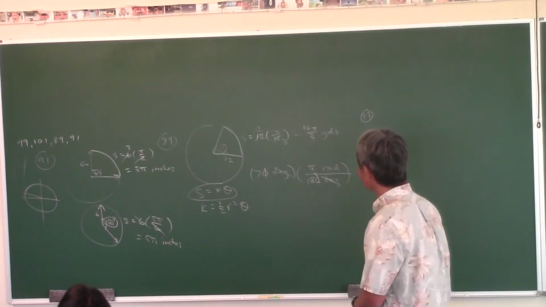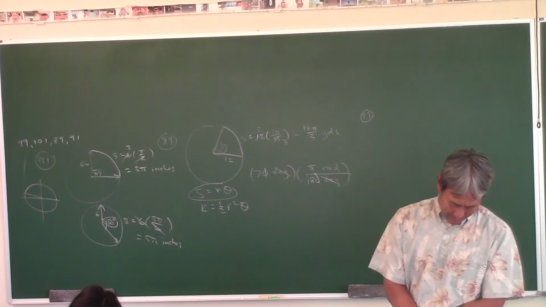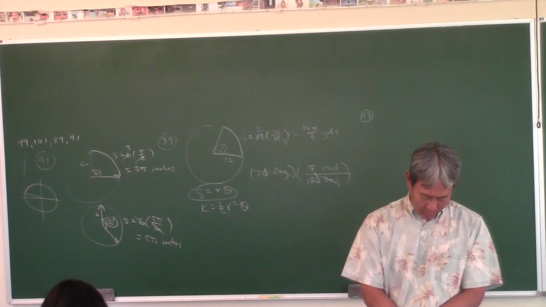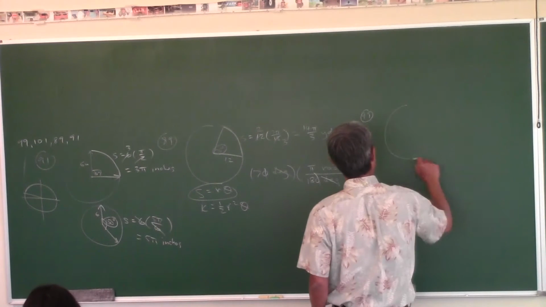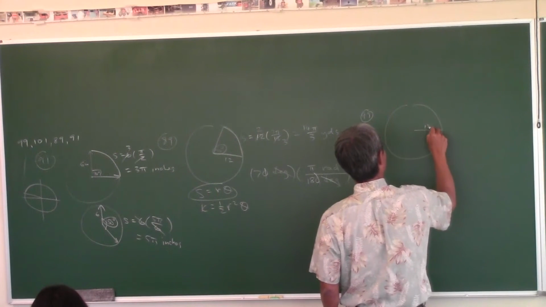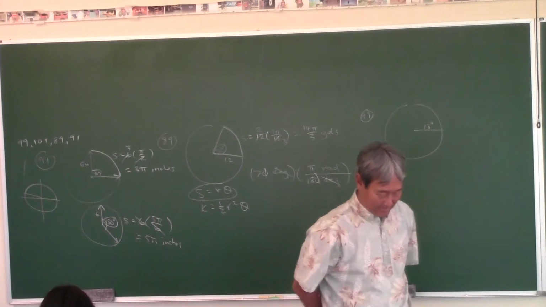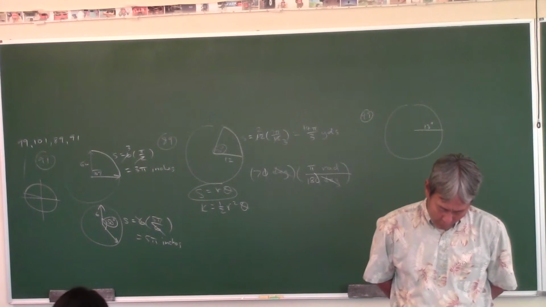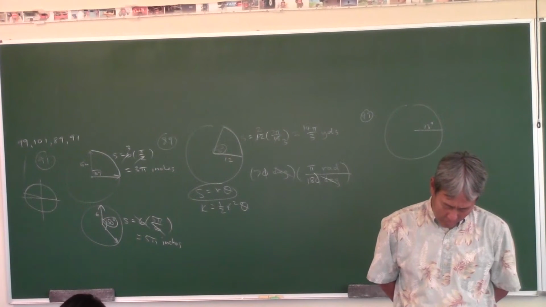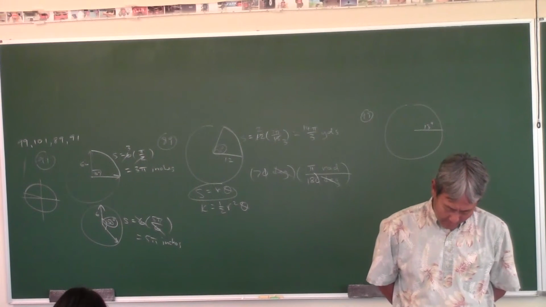Okay, and then 99. What is 99? I gotta start reading again. The diameter of each wheel on a bicycle is 26 inches. So if the diameter is 26, what is the radius? 13 inches. If you are traveling at a speed of 35 miles per hour on this bicycle, through how many revolutions per minute are the wheels turning?